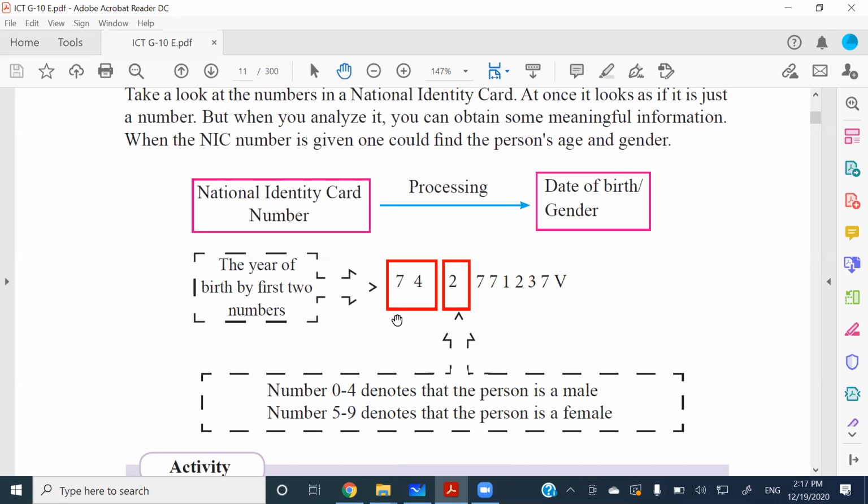We have to count, and for 74 we have to check whether it is a leap year or not. So if it is a leap year, we are going to have 366 days, otherwise we have 365 days. So likewise, we have to calculate.